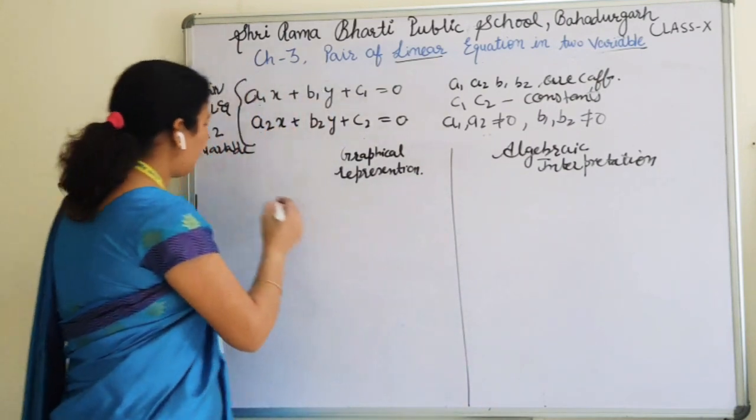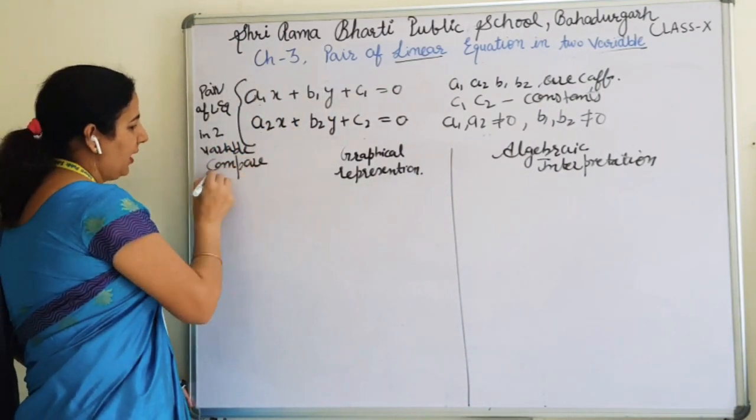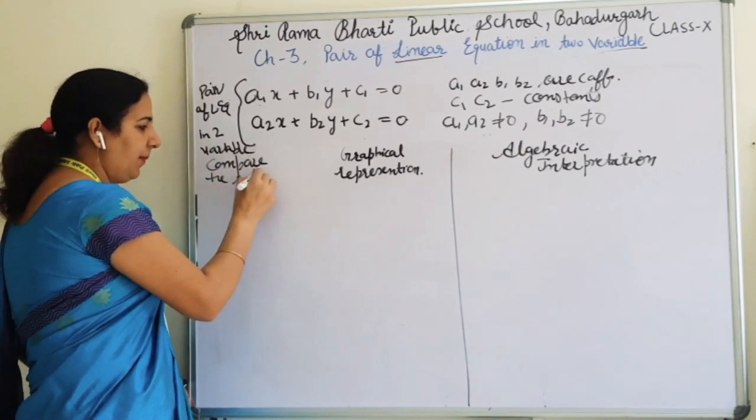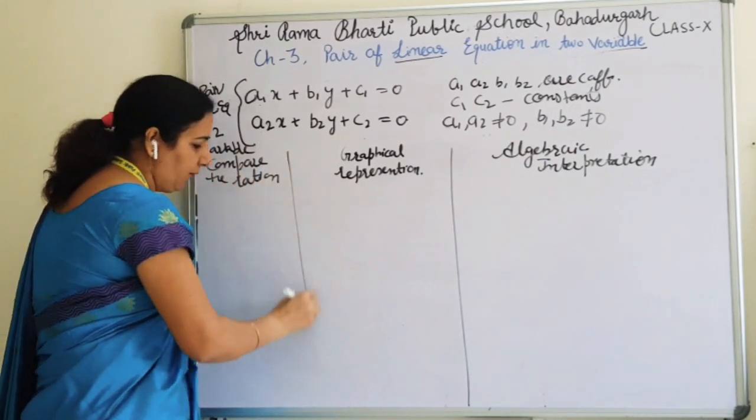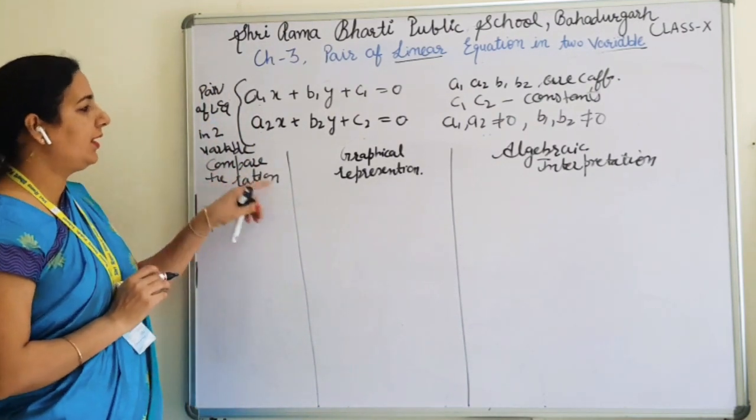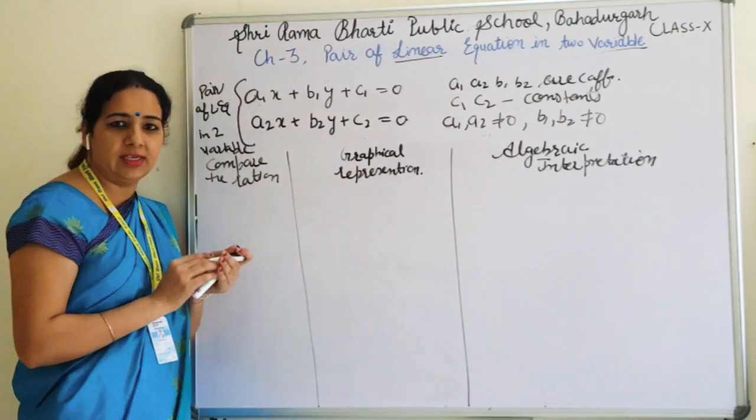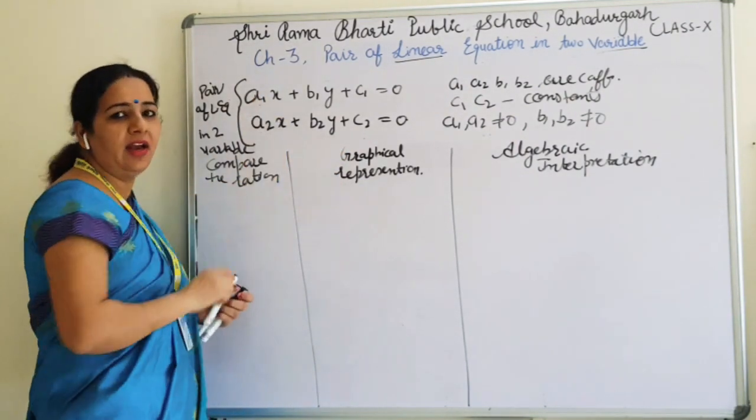We are going to compare the ratios. Means we can plot the graph also. But for today's class, I am just going to tell you how you can tell the graphical representation without plotting the points, just by comparing their ratios.